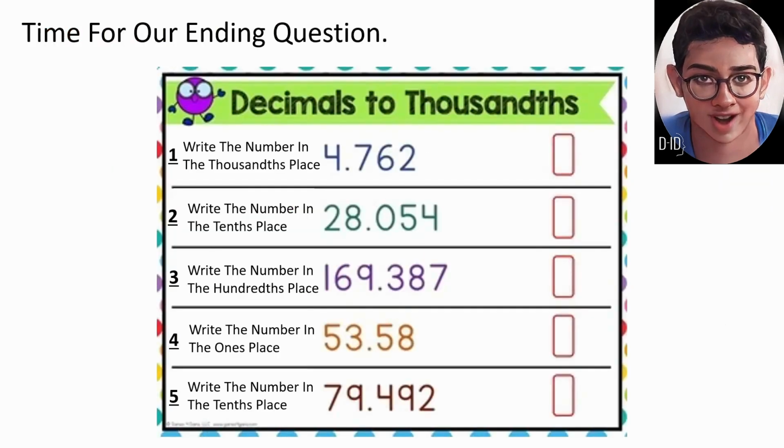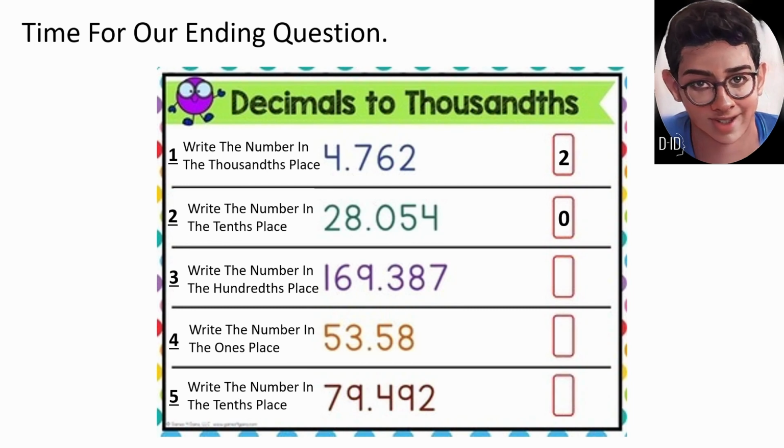It is now time for our ending questions. Pause the video and answer the questions. 1. Write the number in the thousandths place. The answer is 2. 2. Write the number in the tens place. The answer is 0.